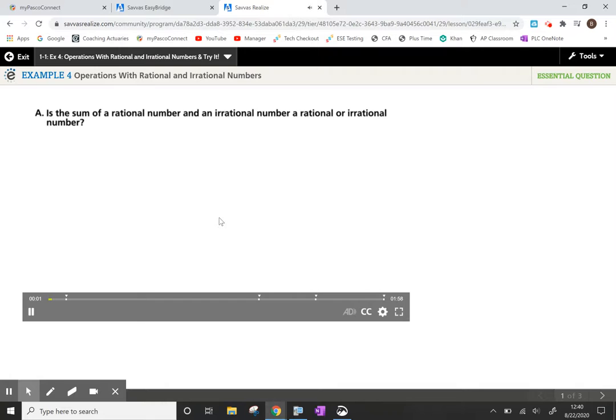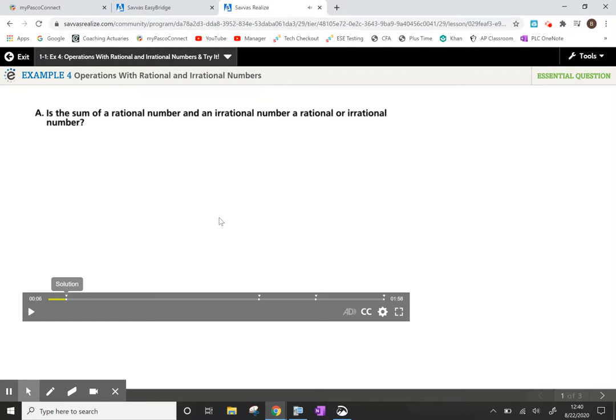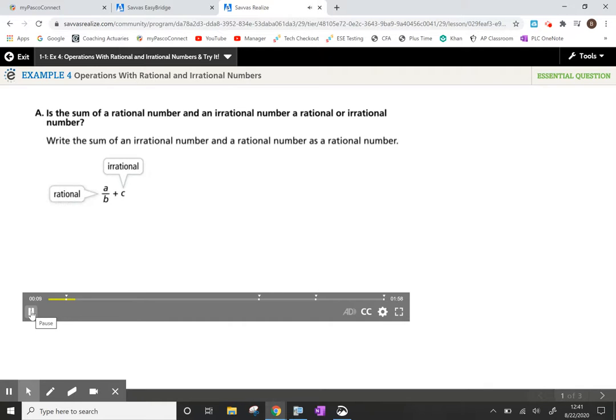Is the sum of a rational number and an irrational number a rational or irrational number? Write the sum of an irrational number and a rational number as a rational number. Every rational number can be written as an integer divided by a non-zero integer. So for a divided by b and p divided by q to be rational, a, b, p, and q are integers with b and q not equal to 0.